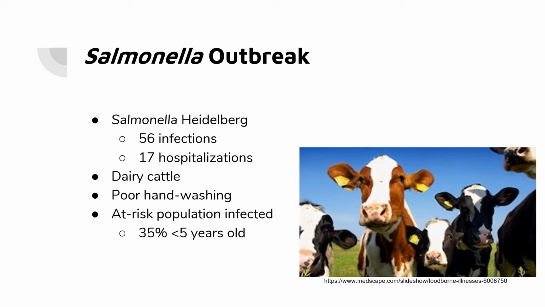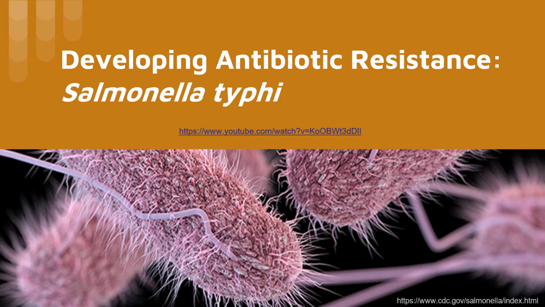People were failing to wash their hands after coming into contact with livestock carrying the pathogen. The vehicle of transmission was dairy calves, purchased from a Wisconsin livestock market. It is important to remember to wash your hands thoroughly with soap and water after working with livestock, and also to remember that animals do not always look sick when they are colonized by human pathogens. Recent studies show that Salmonella enterica serovar Typhi is also developing antibiotic resistance. Let's check out a video to learn a little more about this issue.